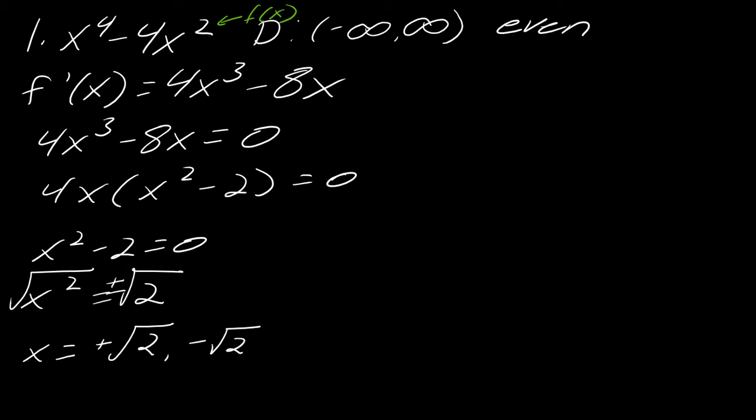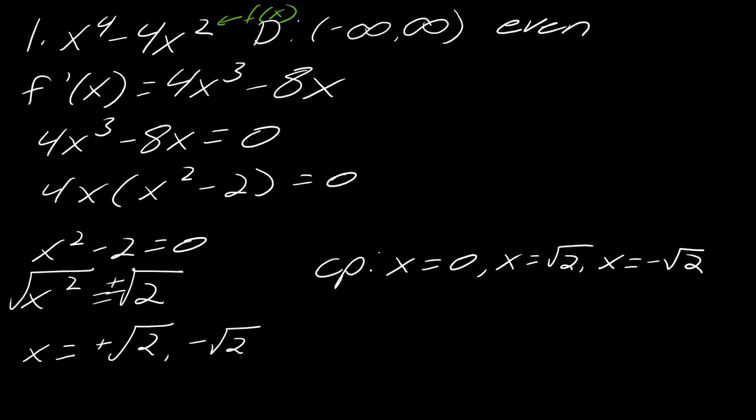So my critical points are going to be x equals 0. Don't forget that one, right? In this factorization right here, this will be x equals 0. And then x equals the square root of 2 and x equals the negative square root of 2. Okie dokie. Let me clear some space.